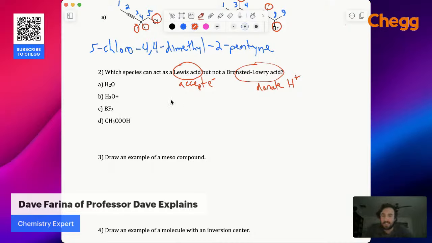So which of these can act as a Lewis acid, but not a Bronsted-Lowry acid? So what about water? What can water do? So water certainly can act as a Bronsted-Lowry acid, right? It can act as a Bronsted-Lowry acid and become its conjugate base. It can donate a proton to become hydroxide. So that doesn't work. H3O plus also certainly can act as a, here, let's write that somewhere else.